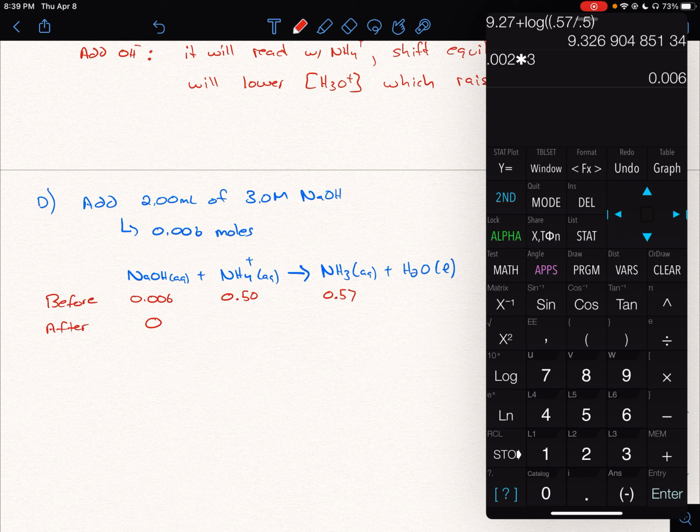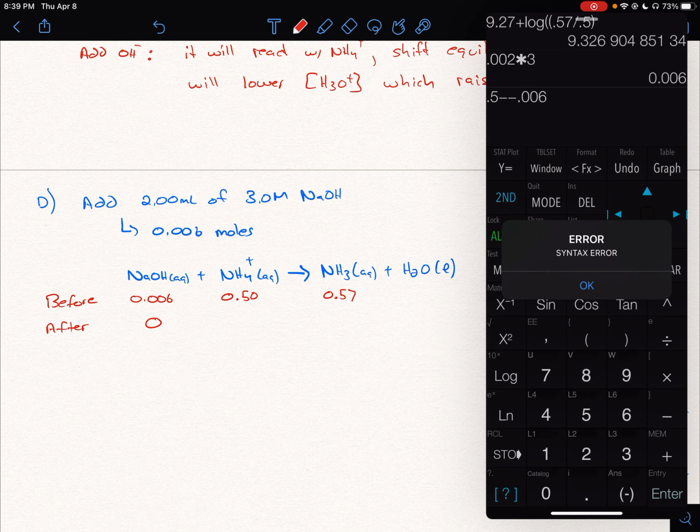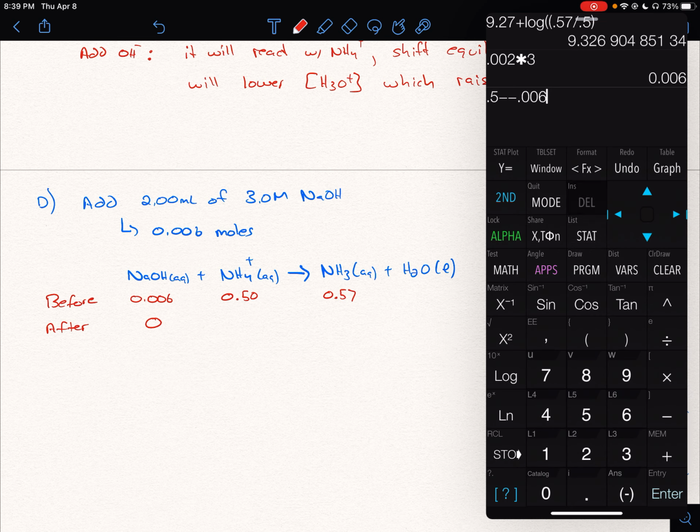And we're going to lose 0.006 moles of ammonium. So we can go ahead and do that math. 0.5 minus 0.006, oops, I had a calculator error. 0.5 minus 0.006, 0.494. And then we're going to add 0.006 to the other side. And so we're going to get 0.576.